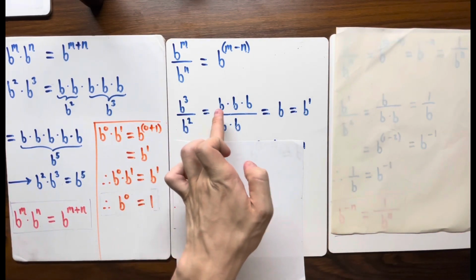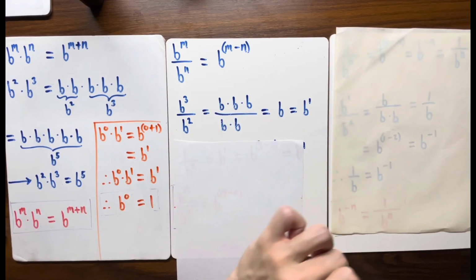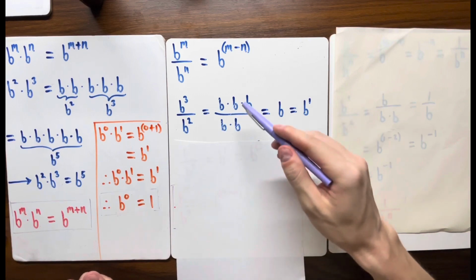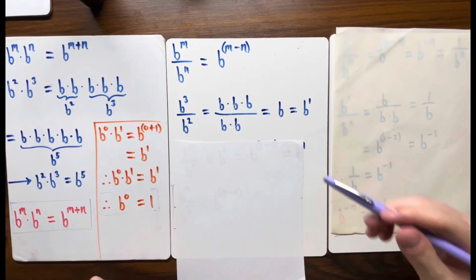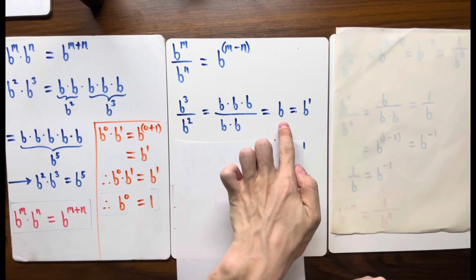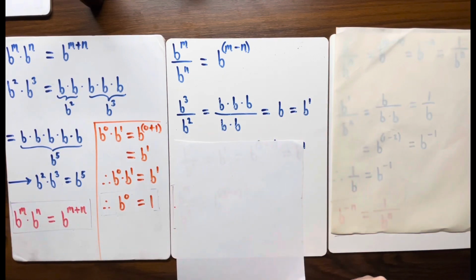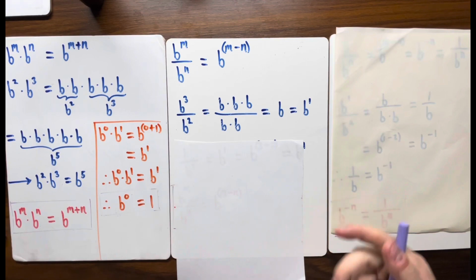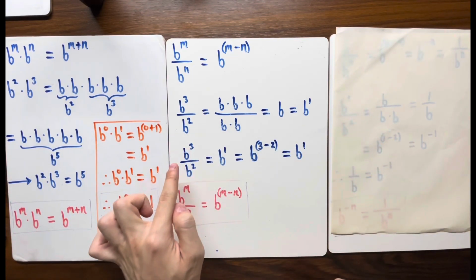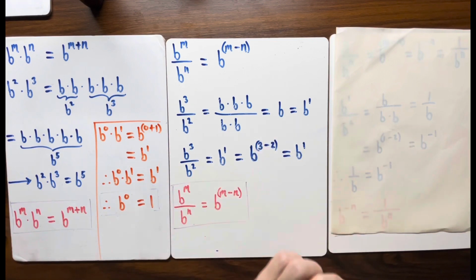So b cubed can be rewritten as this, b times b times b. B squared can be written as b times b. So of course b divided by b is 1, b divided by b is also 1. So we just get left off with this b. So know that b is the same thing as b to the first power. This is just another way to write it. And now we can see that b cubed divided by b squared is just equal to b to the 1.